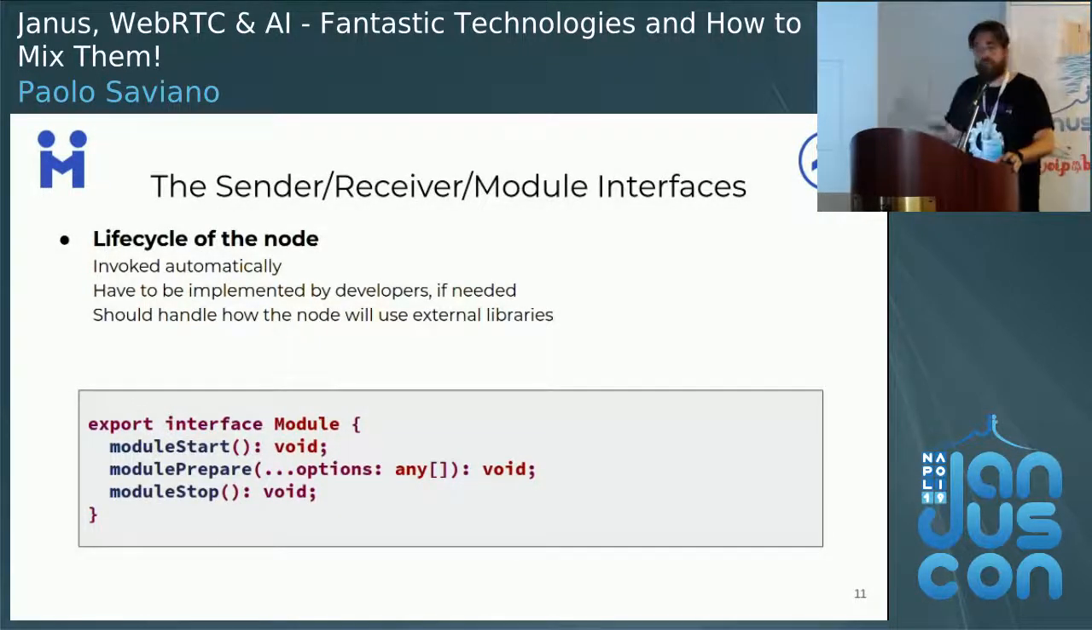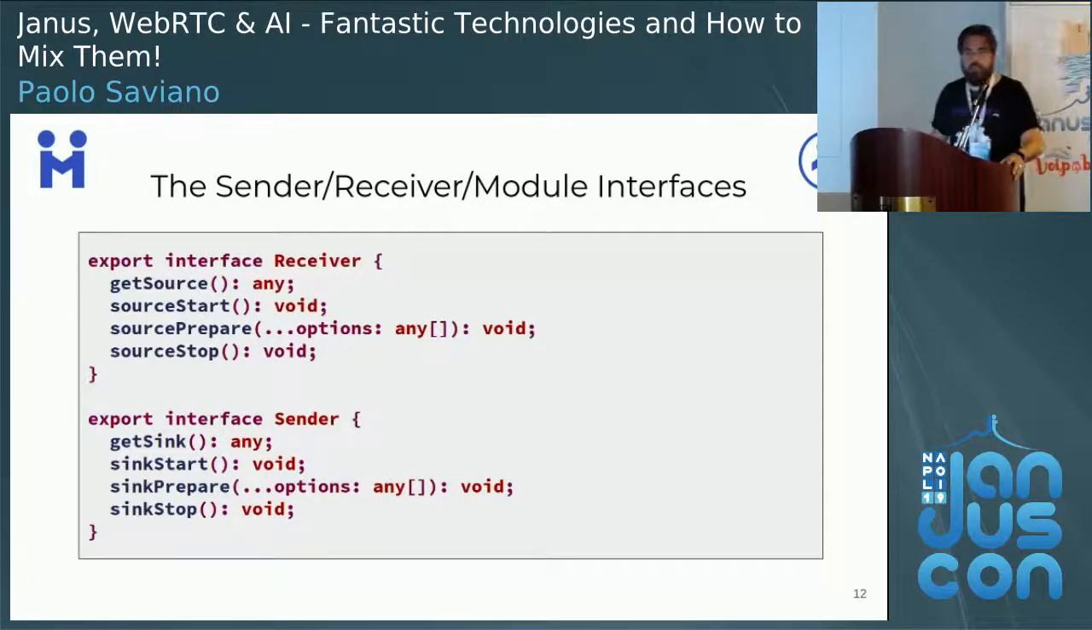We need some extra interfaces, module, receiver, and sender, composed by methods that could be optionally implemented by the developer and should describe how a node will use external libraries. In the model prepare, for example, we could import and load a TensorFlow model, or maybe we can import a dataset and train our model, or maybe we can do the handshaking of the connection with an external service. Same is true for the other two mentioned interfaces.